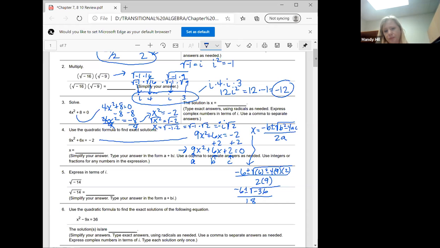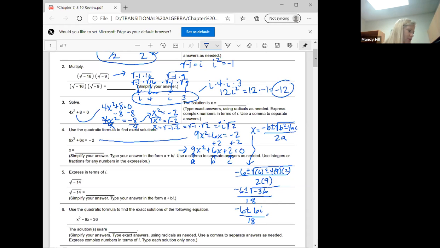Okay, now I want to see if I can reduce this any. I know that 6 times 6 is 36, and I know this is a negative underneath the square root, which means I'm going to have an i. So one thing I can do is say, well, this right here is 6i. I'm getting this 6 because the square root of 36 is 6. I'm getting the i because there's a negative. Okay, and then I've got it under 18.